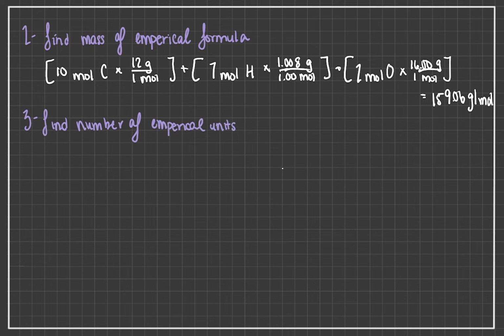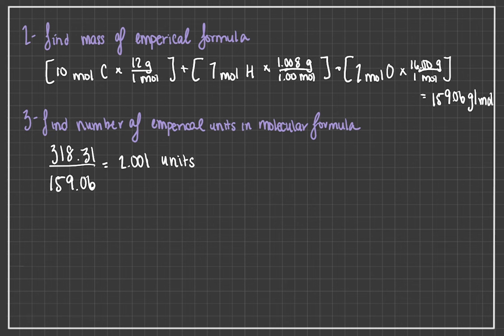The next step is you're going to find the amount of units there are in the molecular formula. So the thing is you're going to divide the molecular formula mass by the empirical formula mass. This allows you to find the amount of empirical units there are in the molecular formula. And by doing this, we see that there are 2.001 units. You can just round to 2 because of the significant figures here.